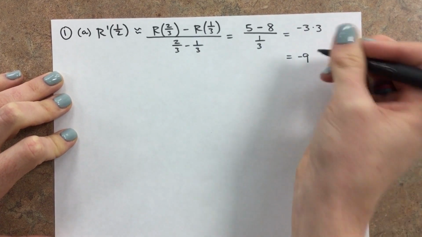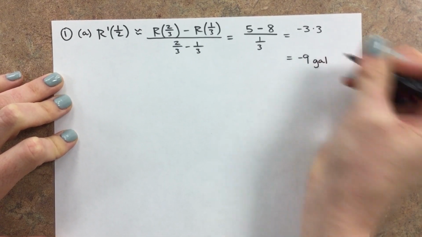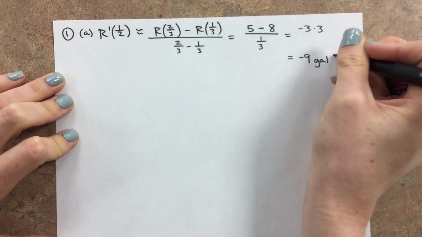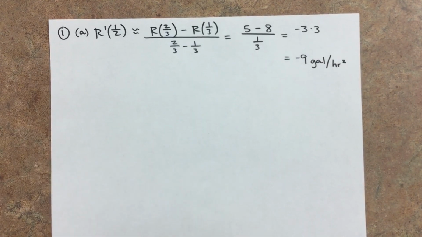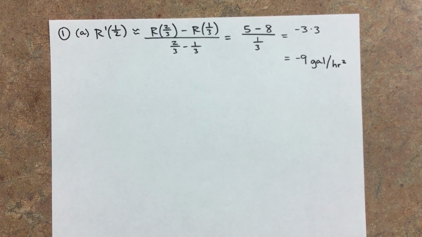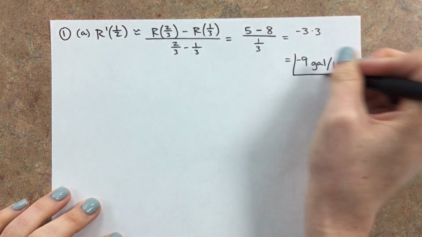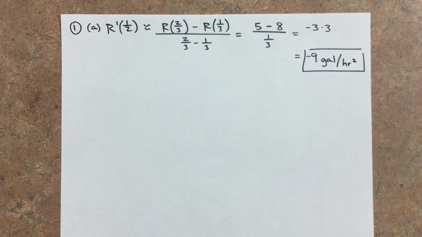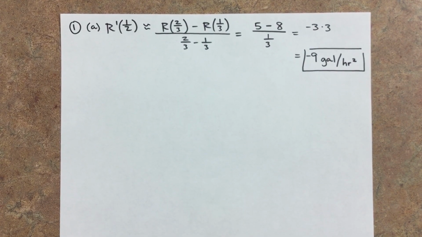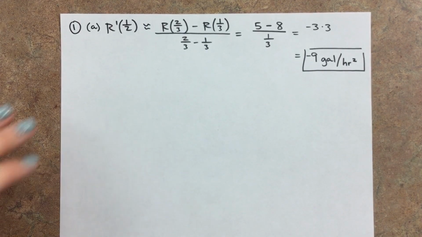And then our rate, R is given in gallons per hour, and then that would be per hour. So it's kind of like an acceleration sort of unit, like meters per second per second. So this is gallons per hour per hour, which means the rate is decreasing at -9 gallons per hour per hour. Okay, so that's part A, indicate units of measure. We got those right there.